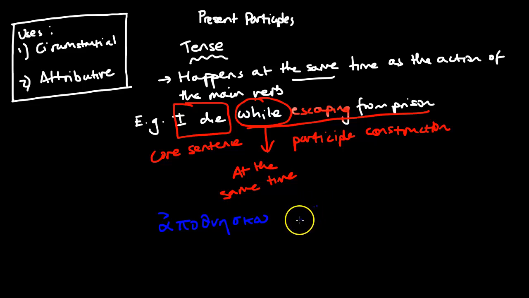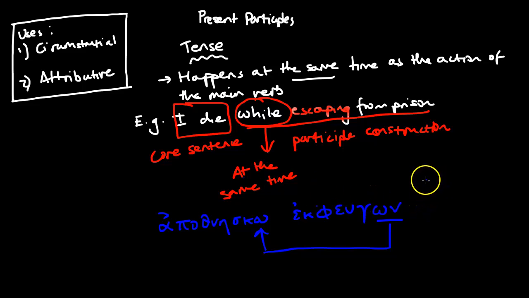So I'll put the participle first. Ek fugo is I escape, so that's going to be the main stem. So it's going to be ek fugon, because obviously that is agreeing with the subject, which is I, and that's obviously going to be in the masculine nominative singular, which is why we have ek fugon.